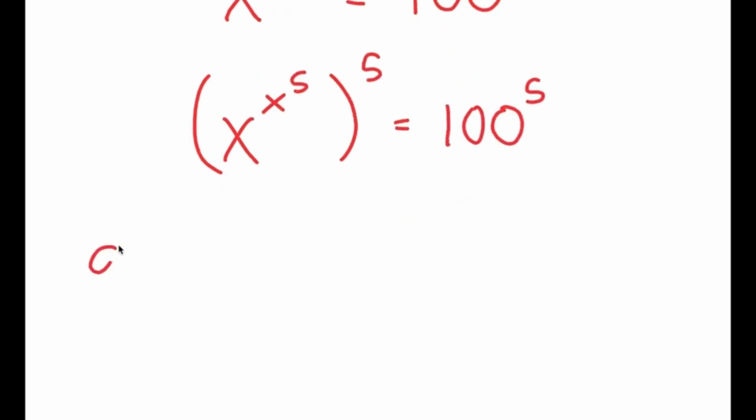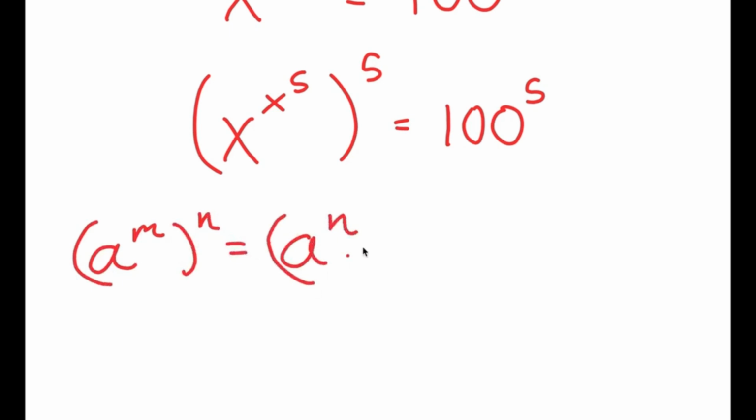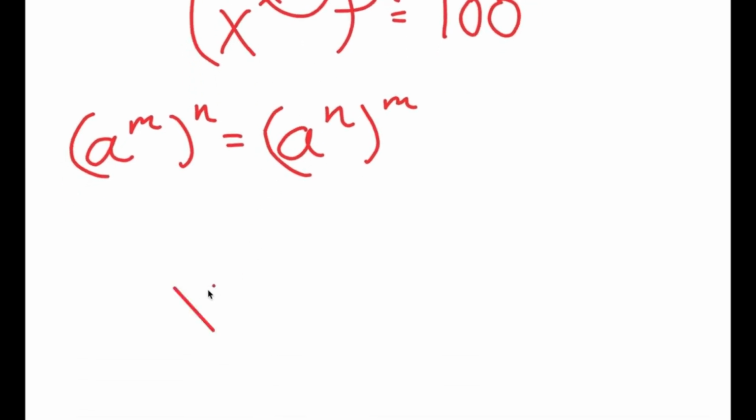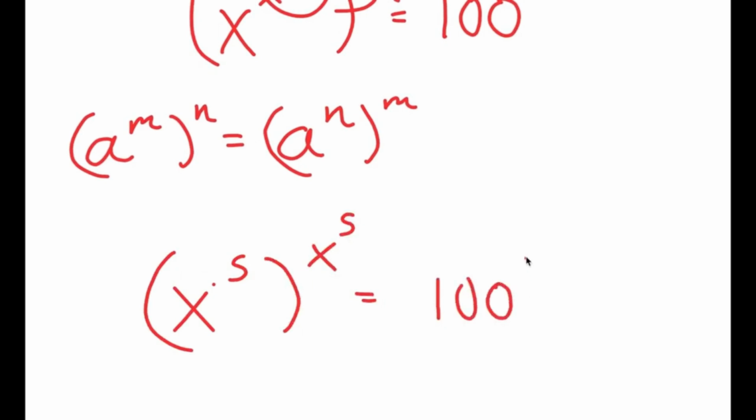Now I can use the property a to the power of m to the power of n is equal to a to the power of n to the power of m on x to the power of x to the power of 5 to the power of 5. We can think of x to the power of 5 as m and 5 as n, so I can switch the places of these two. So now I get x to the power of 5 to the power of x to the power of 5 is equal to 100 to the power of 5.